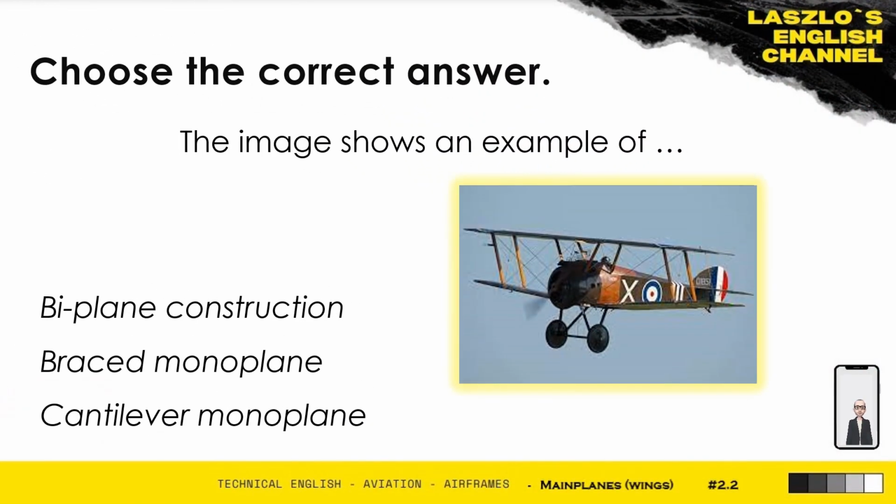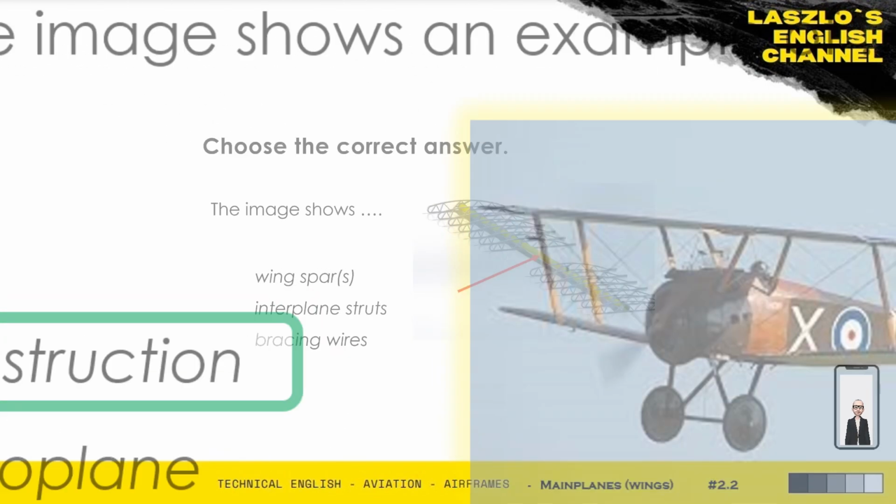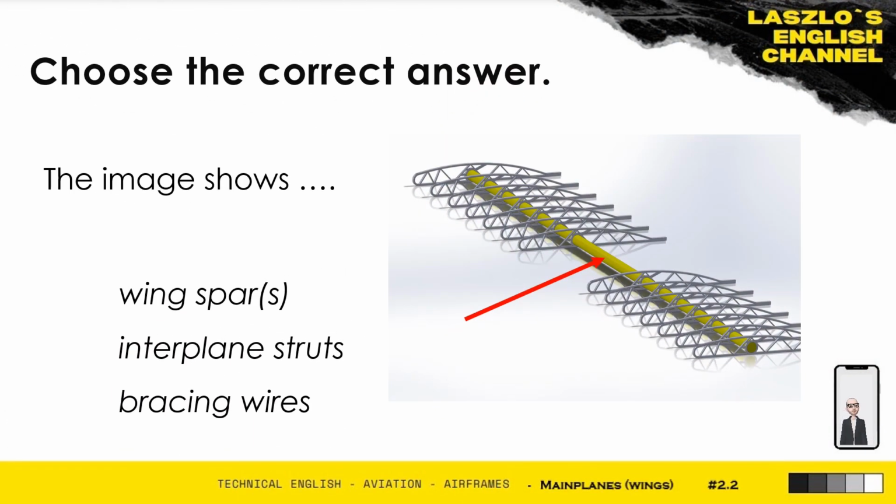Right, moving on. Another example. Here, is it an example of biplane construction, braced monoplane or cantilever monoplane? In 3, 2, 1. Hopefully you've all chosen the biplane construction right here. Next up, what does this image show? Wing spar, interplane struts or bracing wires? In 3, 2, 1, the correct answer is wing spar, singular. In this case, we are looking at only one example of a wing spar.